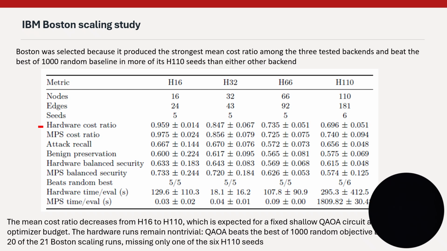In particular, I'll draw your attention to the hardware cost ratio, which is highlighted in red. The mean cost ratio decreases as we go from a 16-node dataset to a 110-node dataset. That's expected for a fixed shallow QAOA circuit and optimizer budget. The hardware runs illustrate that QAOA beats the best of 1,000 random objectives for 20 out of the 21 scaling runs, meaning only one of the 6 attempts to use H110 did not beat the reference.